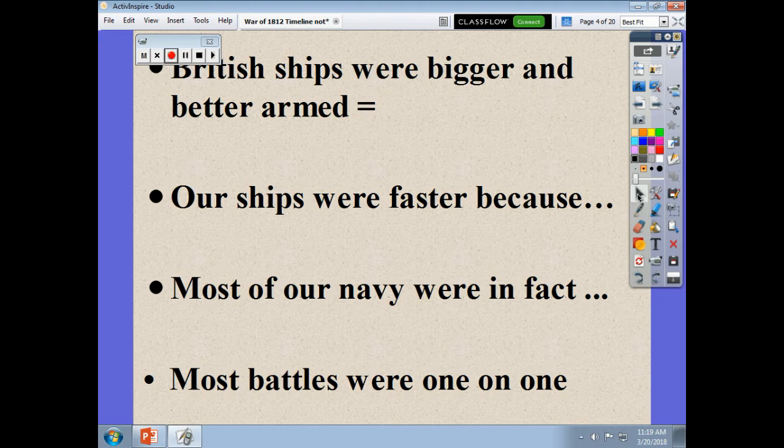So next, in our notes here, let's talk a little bit about some of the reasons why we ruled the seas at the beginning of the war. British ships are a lot bigger than ours, and not just in terms of size, they have a lot more cannons on them. The result is they're rather slow. They don't turn fast. Our ships are faster, and that's because our ships are smaller and more maneuverable. Most of our Navy were, in fact, privateers.